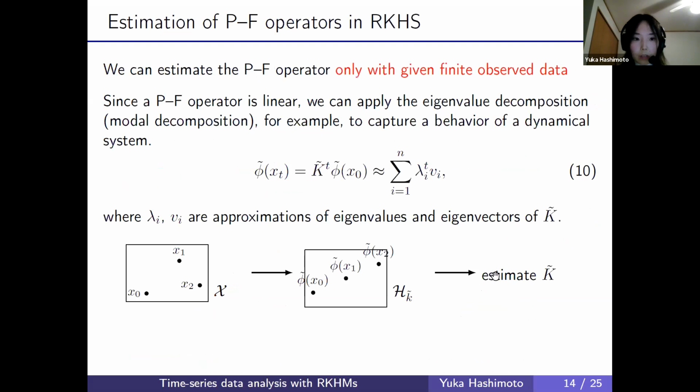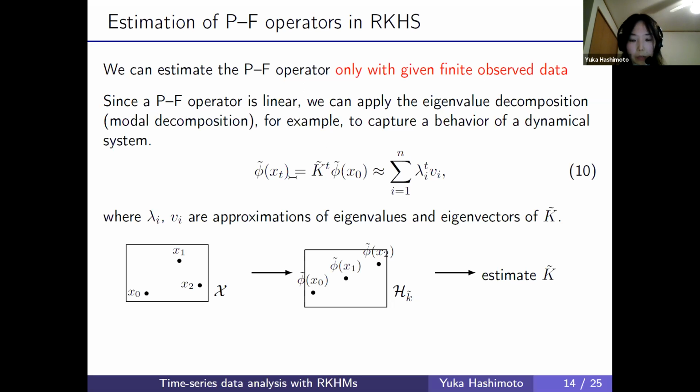So we can use standard tools of linear algebra to estimate the Perron-Frobenius operator only with given observed data. And so we can estimate the behavior of dynamical systems only with given observed data by using the Perron-Frobenius operator. And also, because a Perron-Frobenius operator is linear, we can apply the eigenvalue decomposition, also called modal decomposition, for example, to capture a behavior of a dynamical system.